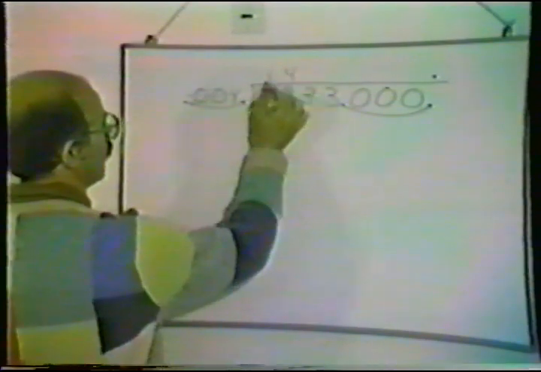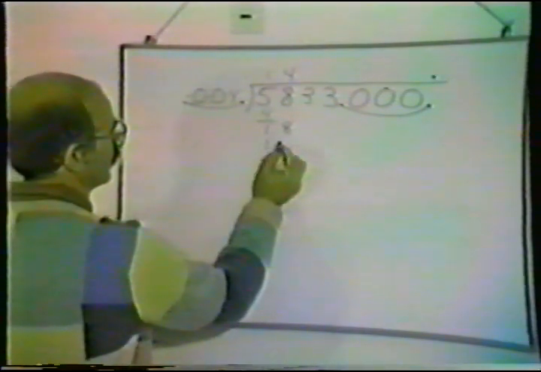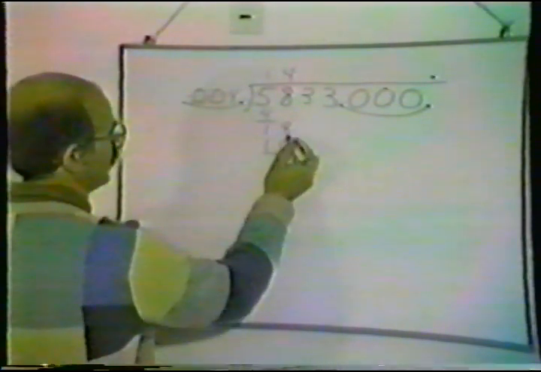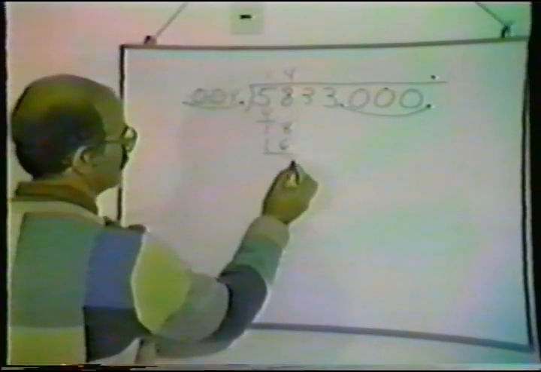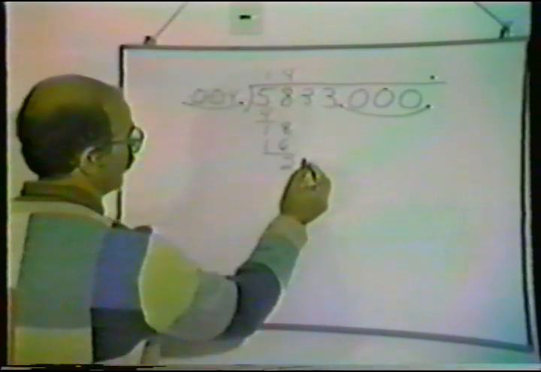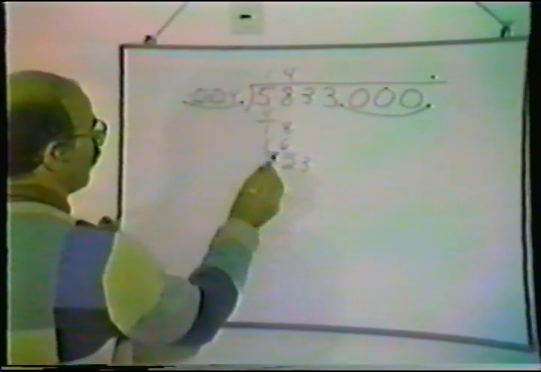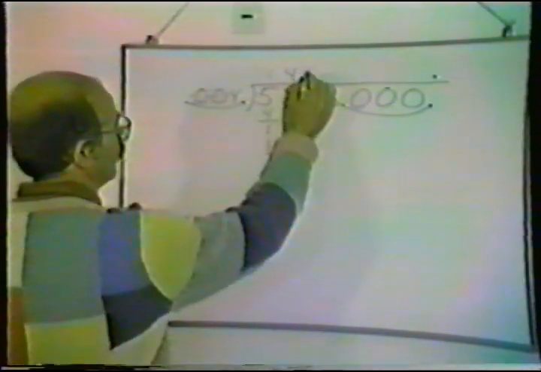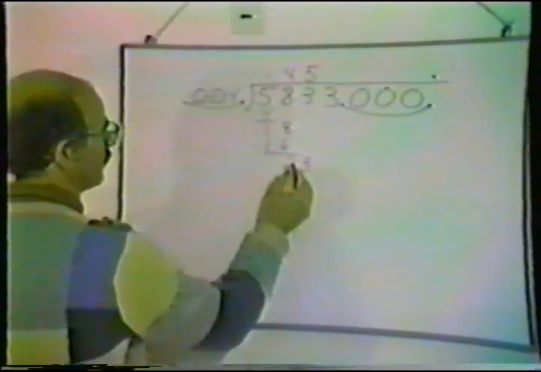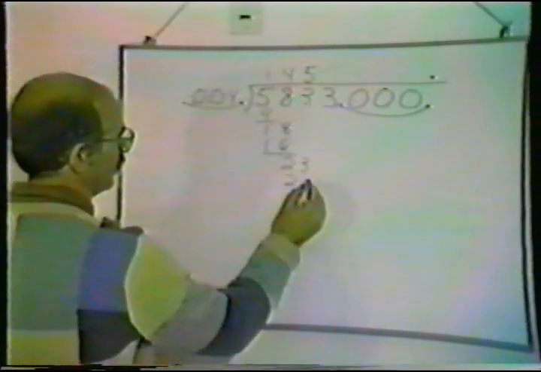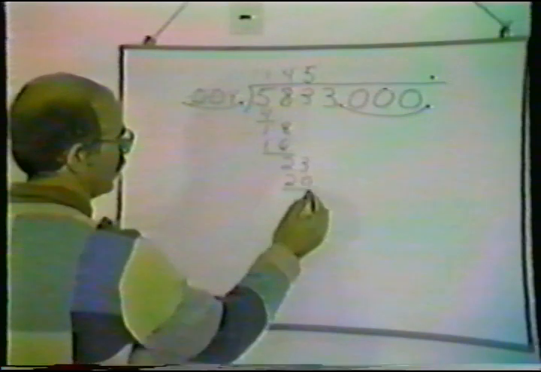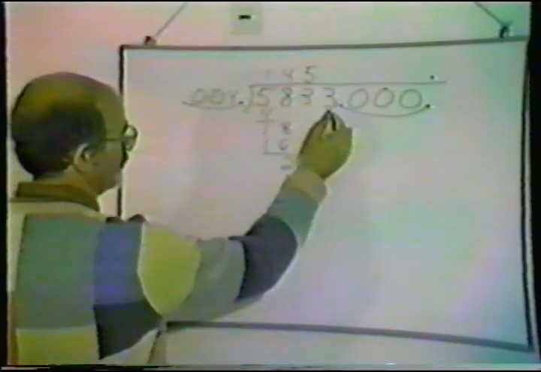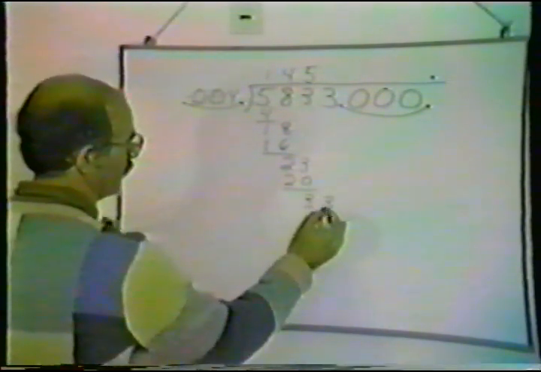4, because 4 times 4 is? 18. Subtract. 8 take away 6? 2. And bring down the 3. 4 into 23? 5, because 5 times 4 is? 20. Subtract and we get? 3. Bring down the other 3.